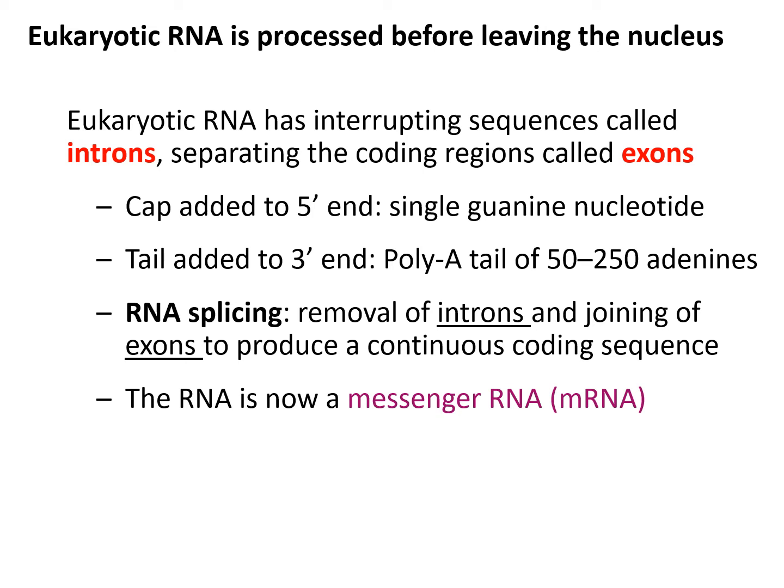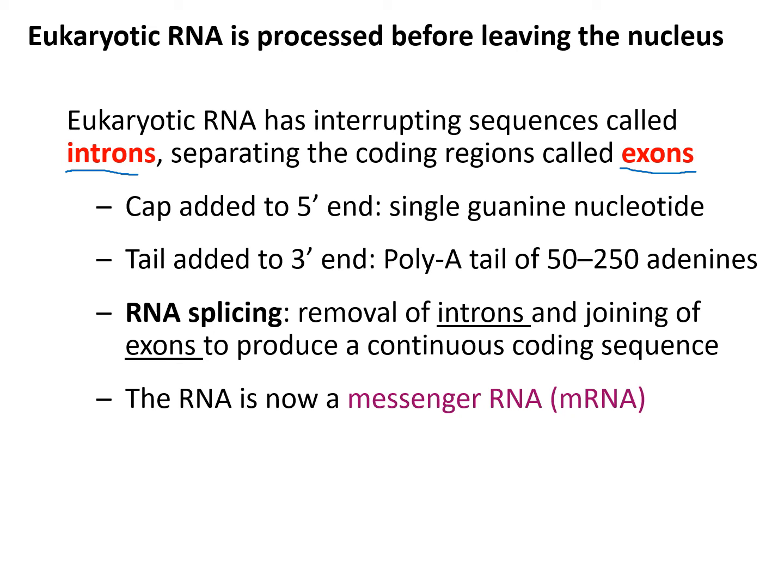So there's some processes that happen to the RNA strand before it becomes a full-fledged messenger RNA. I've been alluding to that a couple of times now. So the eukaryotic RNA has the interrupting sequences. The interrupting sequences are called introns, and they're separated by exons. So the introns do not code, the exons code. So first of all, a cap is added to one end. The 5' end gets a single guanine nucleotide. Don't know why, but it does. And then the tail gets this poly A tail.